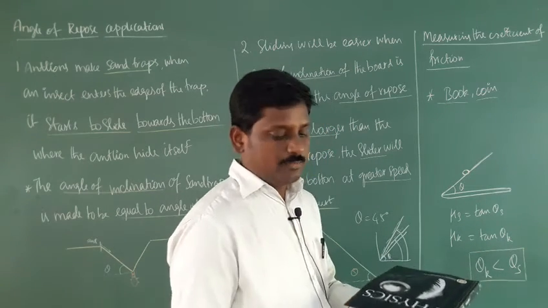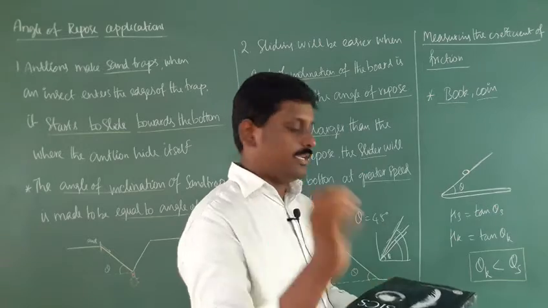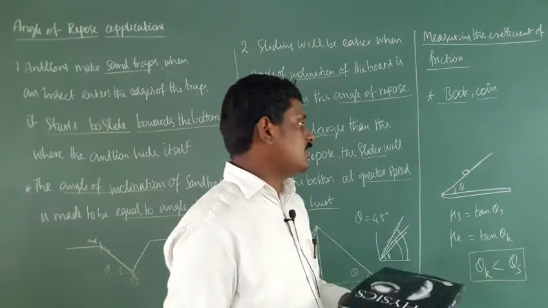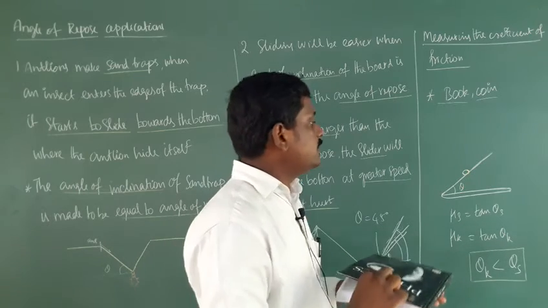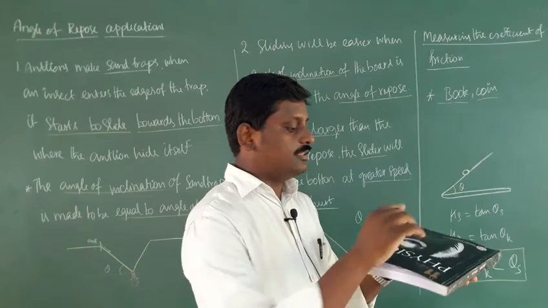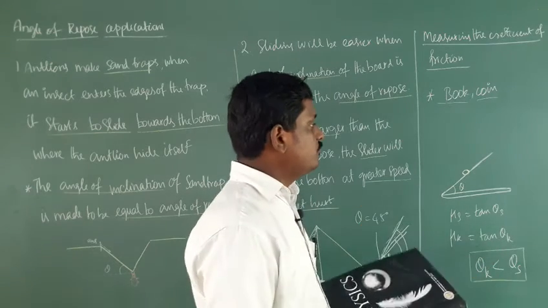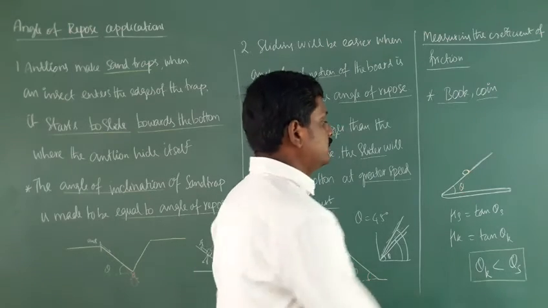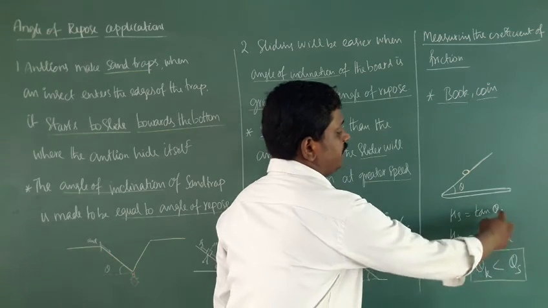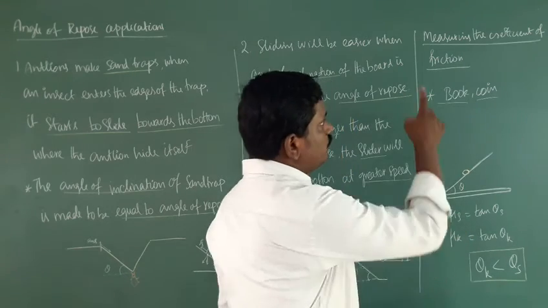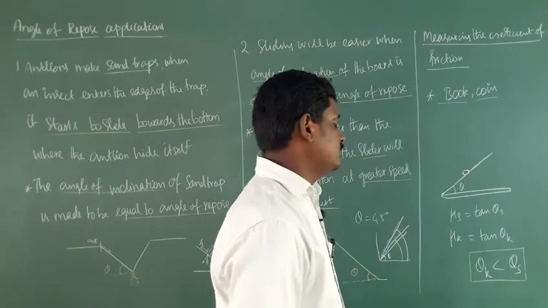After that you can replace the coin with something else. I am using a coin, but I can use a razor or a sharpener. You can find that angle of inclination, that is the angle of repose, at which the object starts to slide. From this we find that mu s equals tan theta s. We find theta s, substitute the values, and get mu s, the coefficient of static friction.